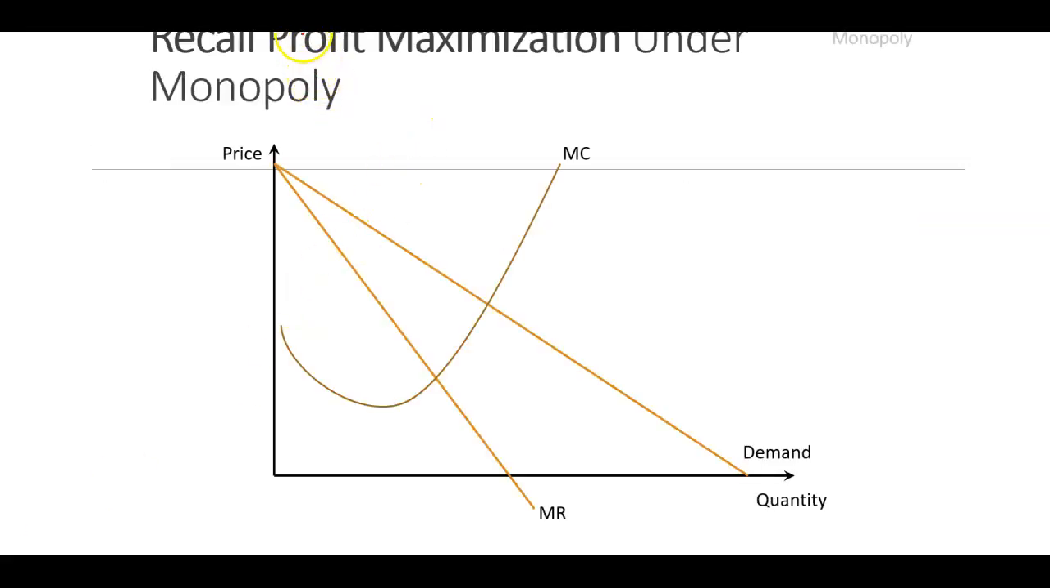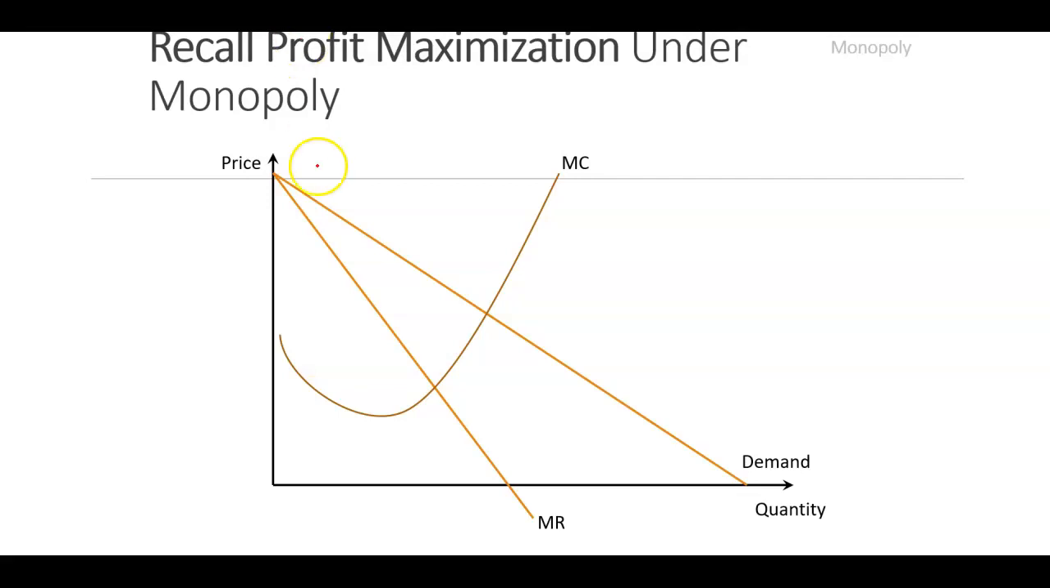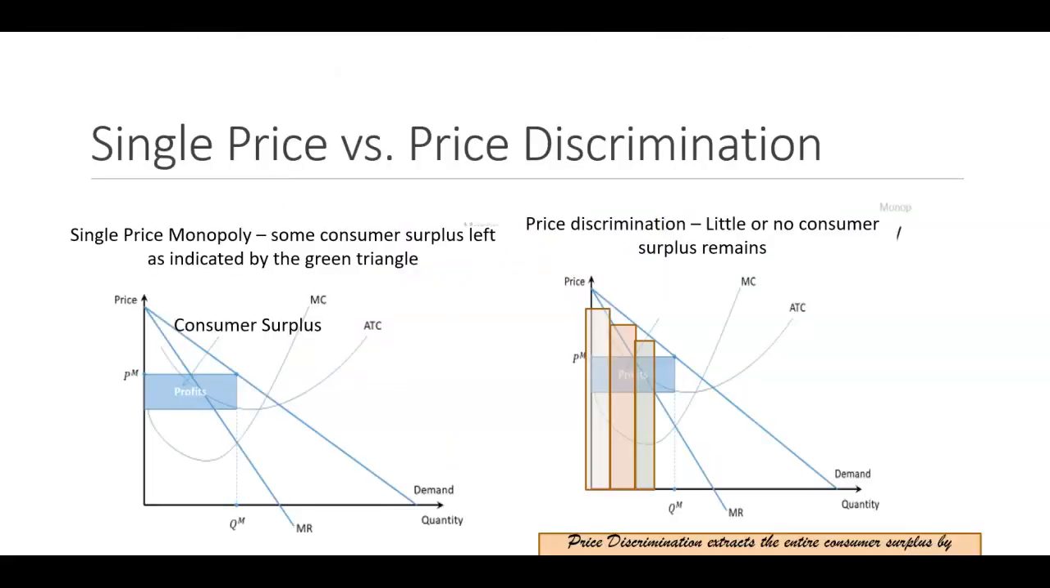So here, recall that we have profit maximization under monopoly, and we know that normally we would be producing at QM, and we would be pricing at PM. Okay, so that would be the profit maximizing price. And there's our average total cost and our profit. But here's the thing, we're leaving some profit on the table. So how do we extract that?